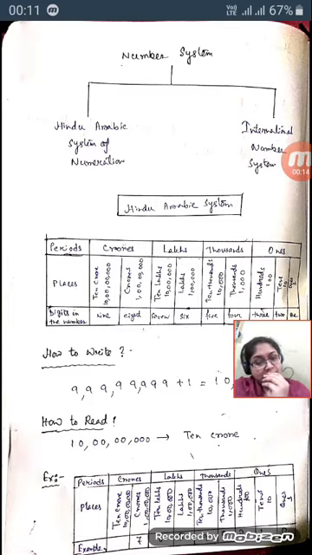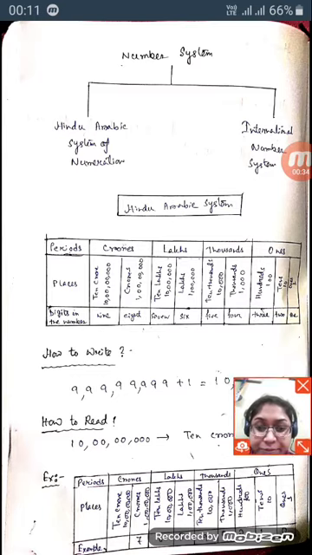I have already discussed what a number system is. So there are two types. One is the Hindu Arabic system of numeration and the second one is the international number system. Please look at the table for the Hindu Arabic number system.